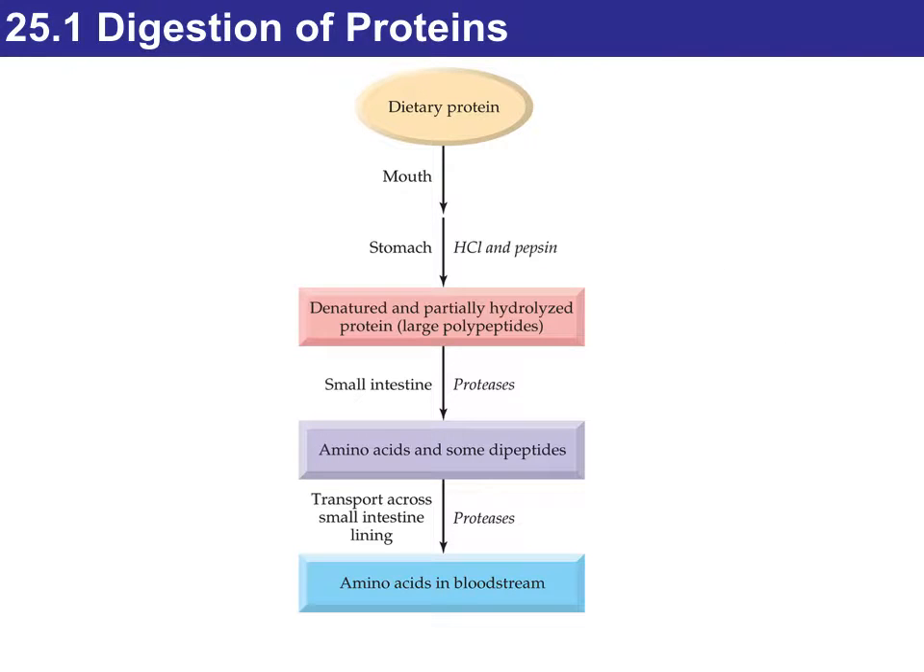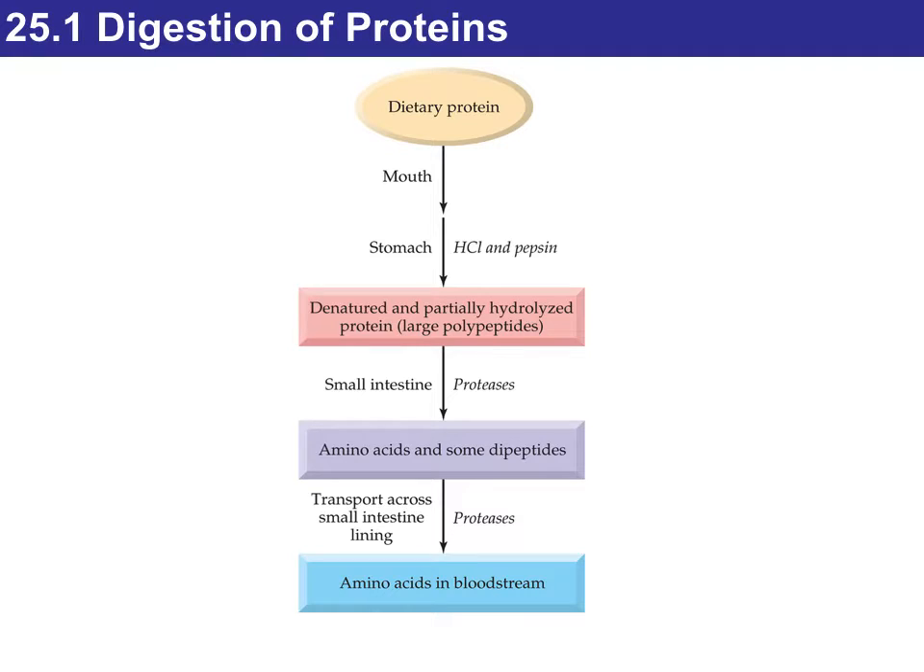And here is a concept map. Look at the dietary protein: it goes into the mouth and is broken down into smaller pieces to increase surface area. The acidic pH of the stomach is going to help to activate the pepsin. It's going to help break down those proteins before the small intestine.